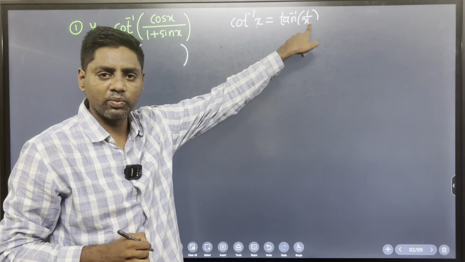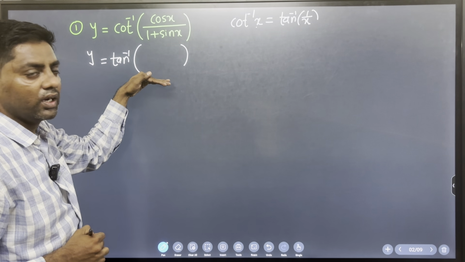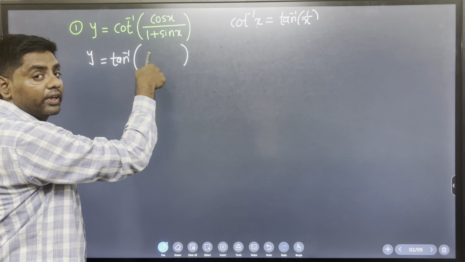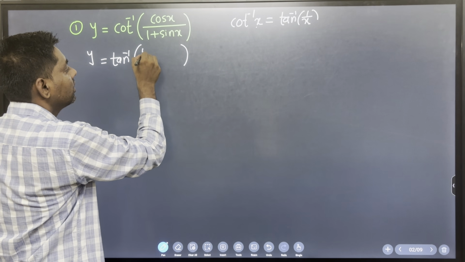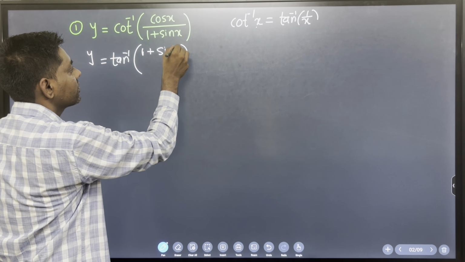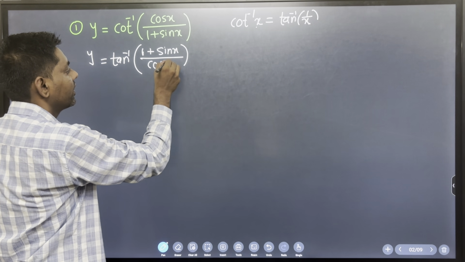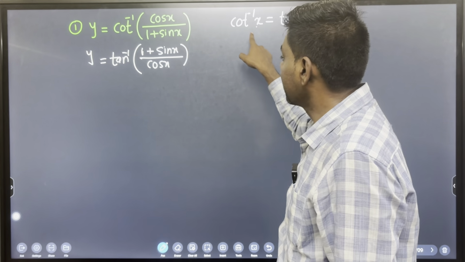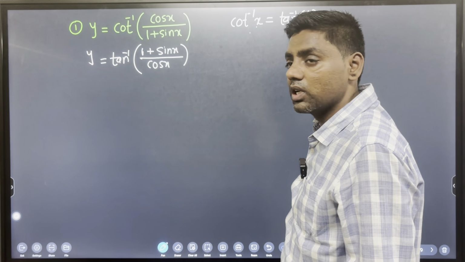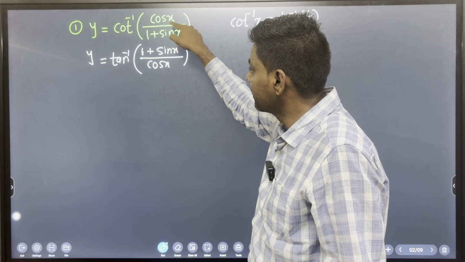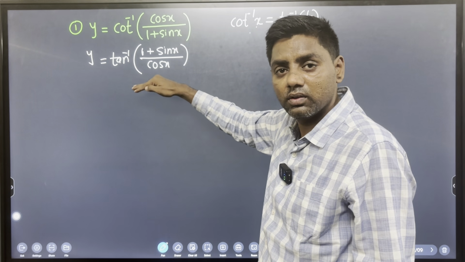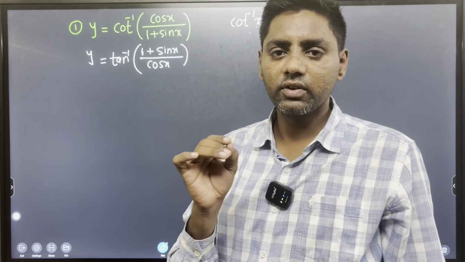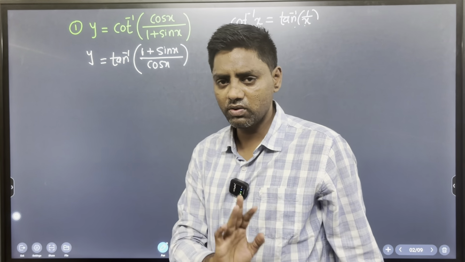the complete term, so 1 plus sin x is in the denominator; the denominator goes to the numerator, so taking the inverse of this term we get 1 plus sin x divided by cos x. This is the first and most important step you must understand: just by applying cot inverse x equals tan inverse 1 upon x. Here cot inverse x, this complete term is x, and when we write 1 upon it, 1 plus sin x goes to the numerator, and we get the answer in terms of tan inverse x. So now it's very easy.